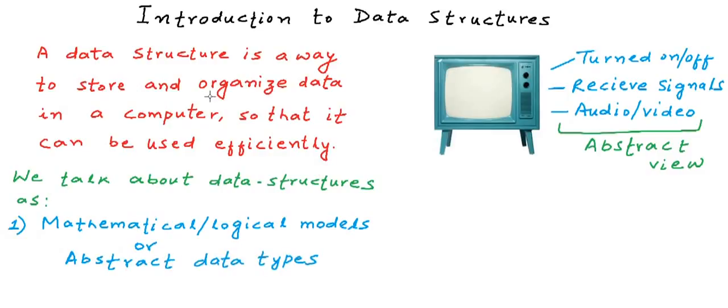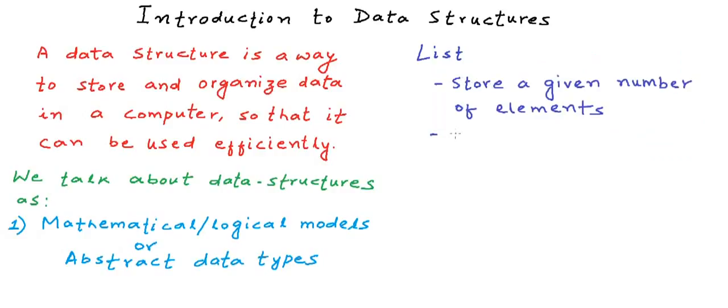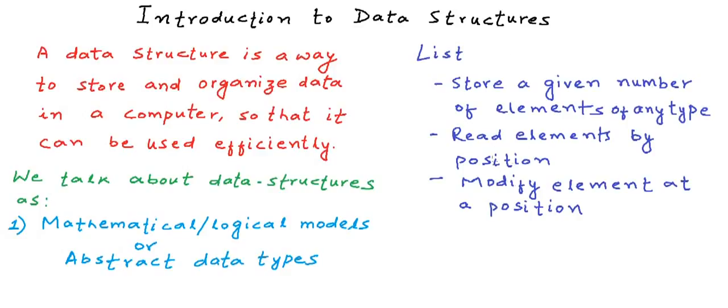An example of abstract data type can be, I want to define something called a list that should be able to store a group of elements of a particular data type, and we should be able to read the elements by their position in the list, and we should also be able to modify element at a particular position in the list. I would say store a given number of elements of any data type. So we are just defining a model. Now we can implement this in a programming language in a number of ways. So this is a definition of an abstract data type. We also call abstract data type as ADT.